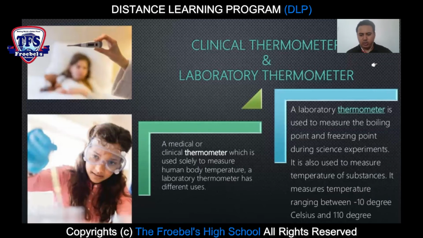So our normal body temperature is 37 degrees centigrade, and maximum temperature in a fever condition is about 40 or 41 degrees centigrade. So that's enough for a scale. But in the laboratory thermometer, the scale range is very high, that is minus 10 degrees centigrade to 110 degrees centigrade. So there is a 120 unit difference.